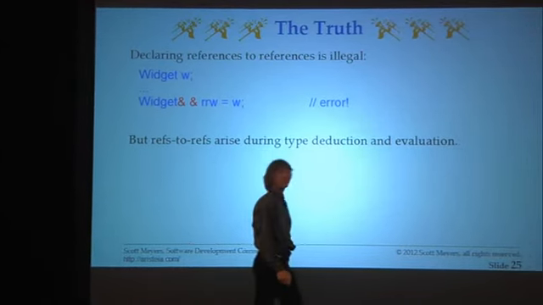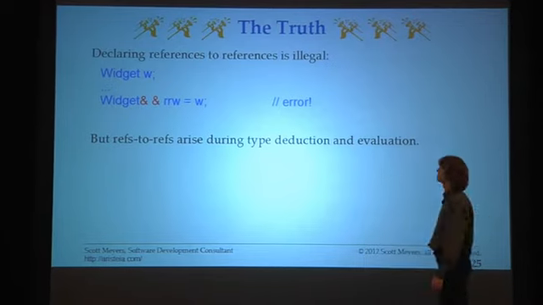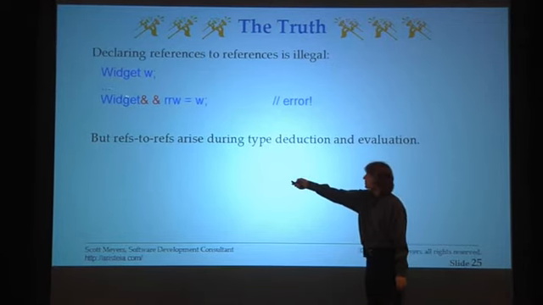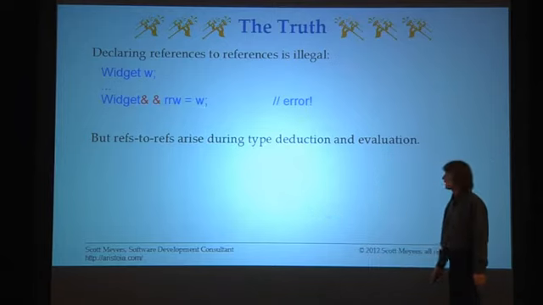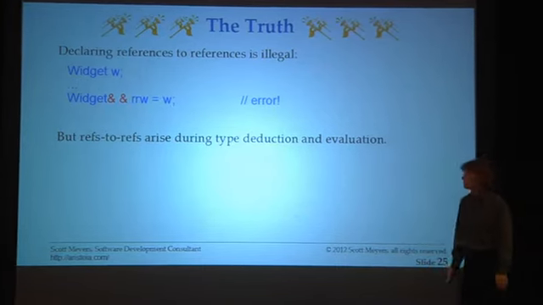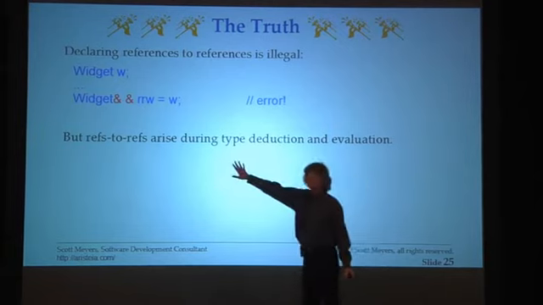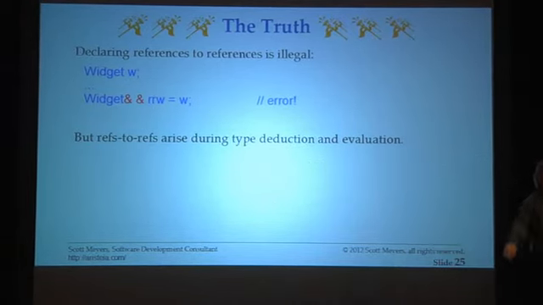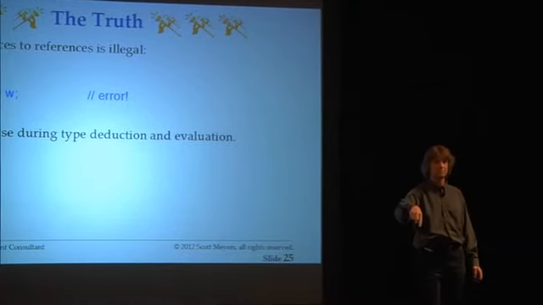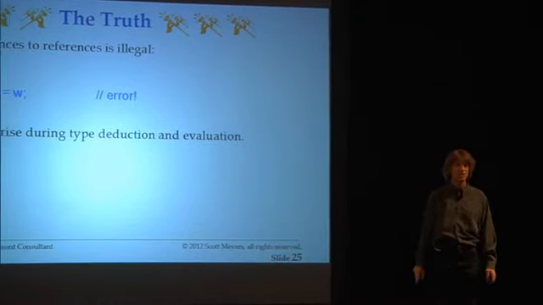The truth is that declaring references to references is illegal. So if I say widget ref ref rw, that won't compile. Easy enough to remember. But references to references arise during type deduction and evaluation, so you can't write them. Your compiler is not so inhibited.